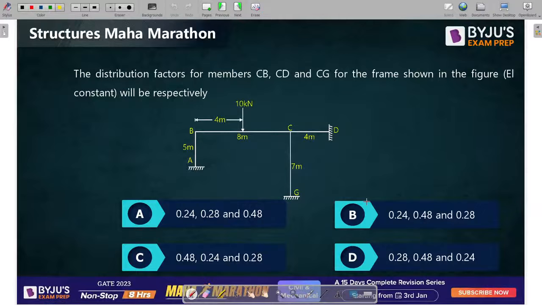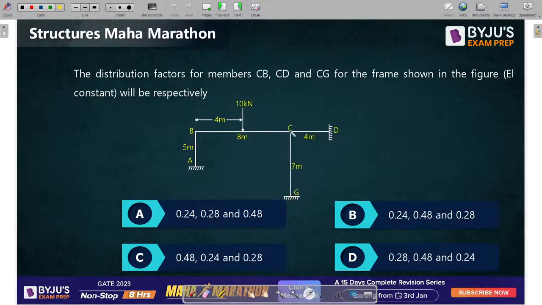Next question. Now, guys, this is a question. If you want to solve it by using a simple concept like distribution factor, we'll solve it also in that form. But guys, I will tell you the trick over here. Right? What is that trick? Very simple. Tell me, guys, right now what we have to do, we have to find out the distribution factor for members CB, CD and CG, right?